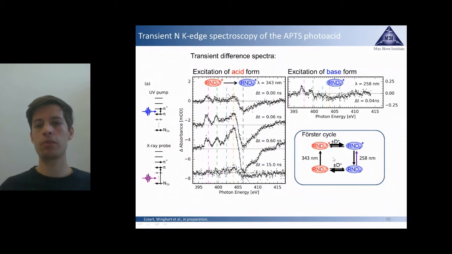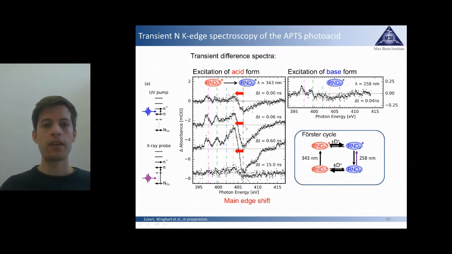Now we want to do spectroscopy of these excited states, first by starting with the acid form, exciting it. So we're doing a pi to pi star transition in the UV range. And this is the transient difference spectrum that we generated. So the main effect here is again a main edge shift. And then we also observe two new features here in front.